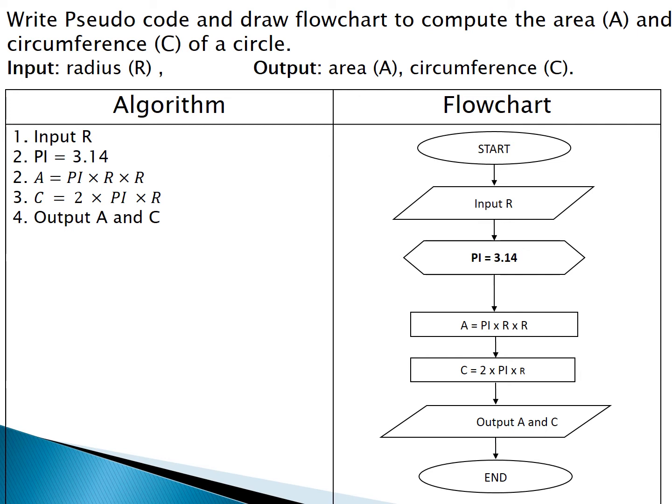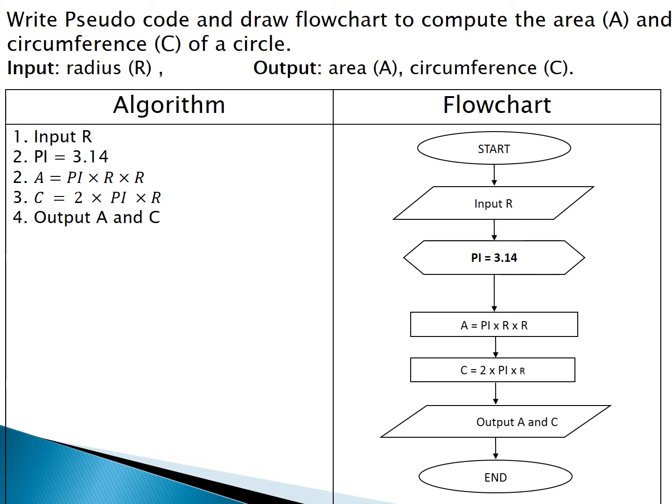Come towards the flowchart. See, start, input radius, pi is nothing but 3.14. Area A equal to pi multiply radius multiply radius, which we have put in the process. Then circumference C equal to 2 multiply pi multiply R. Then output A and C.